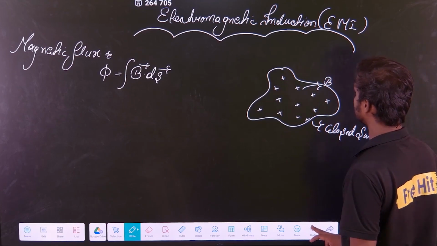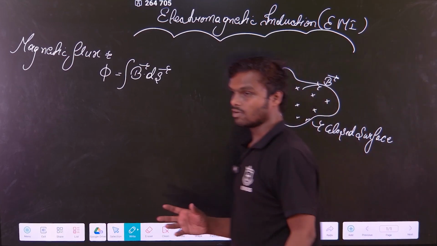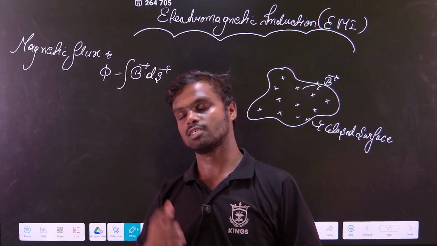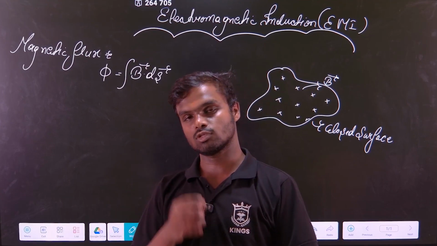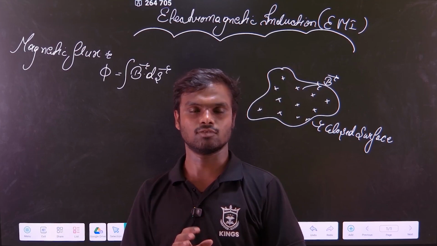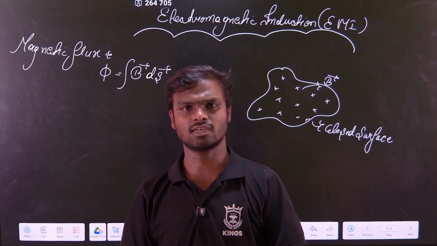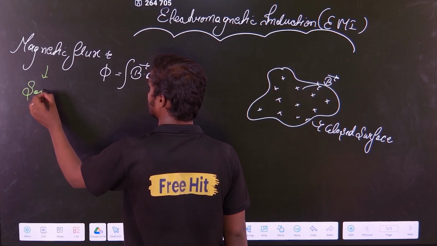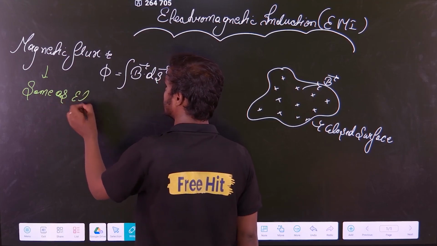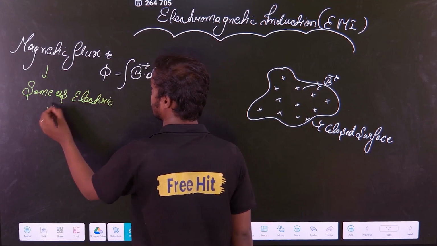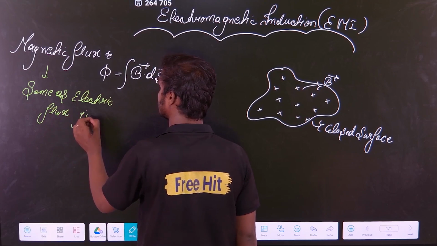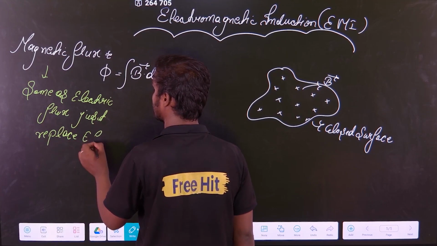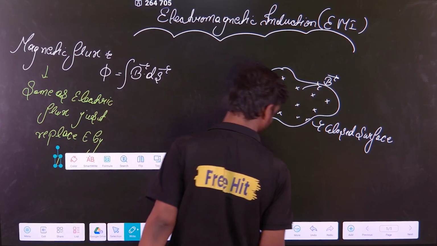Now, a very important thing is that magnetic field lines always exist in closed loops. So whatever the number of field lines entering the surface, the same number of magnetic field lines are coming out of the surface also. So the total magnetic flux will always be zero. First, what is magnetic flux? It is simply like electric flux, exactly the same as electric flux. Just replace E by B. That is magnetic flux.